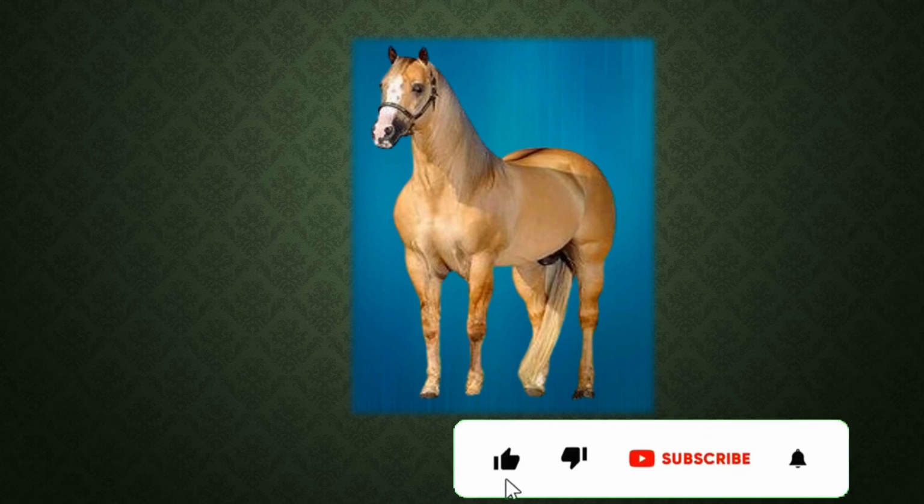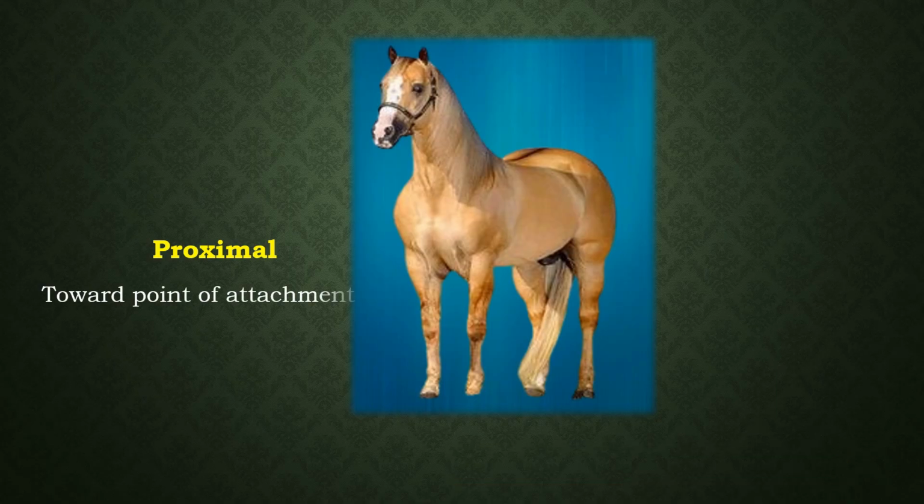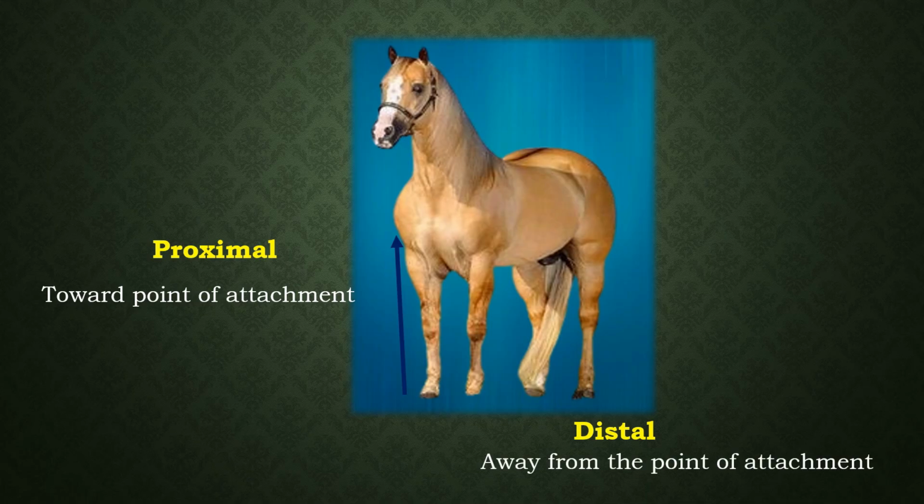Now let us talk about the directional terms that are used for limbs. The first one, proximal. This refers to the parts of the leg that are closer to the point of attachment or origin of the body. The opposite of proximal is distal. This describes or refers away from the point of attachment or away from the body. For example, elbow is distal to the shoulder joint.